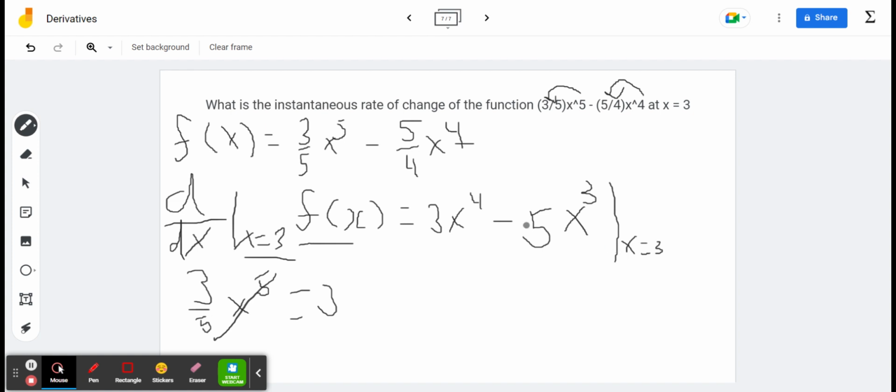Okay, so now we have our derivative. And now we want to plug in 3. So we're going to do 3 times 3 to the 4th minus 5 times 3 cubed. Now, we're going to evaluate this polynomial. So 3 to the 4th is 81. And then we're going to do 3 times 81 minus 5 times 27.